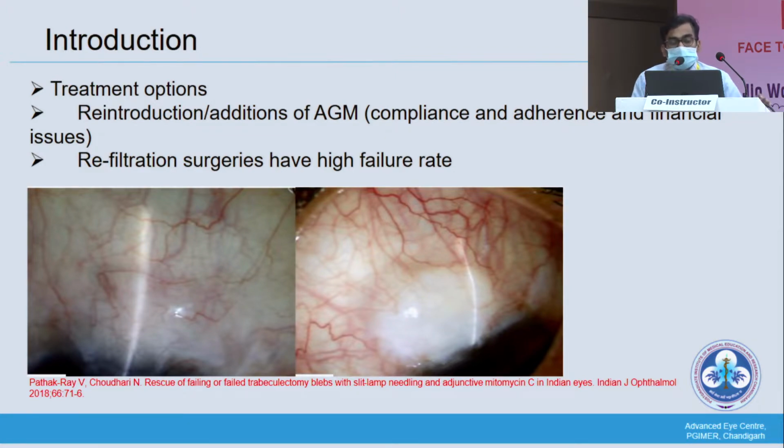What are the treatment options in this scenario? One can reintroduce or add anti-glaucoma medication, which will again have compliance, adherence and financial issues, or go for refiltration surgeries, which have a high failure rate as compared to primary trabeculectomy.